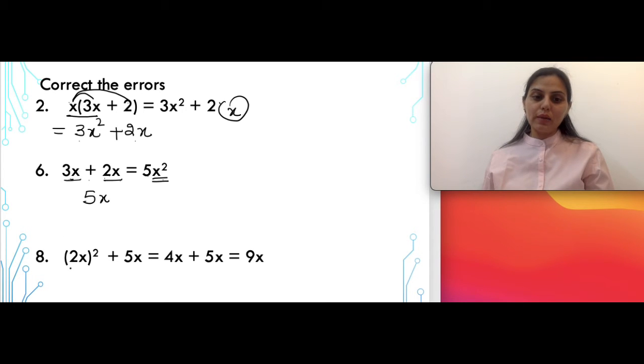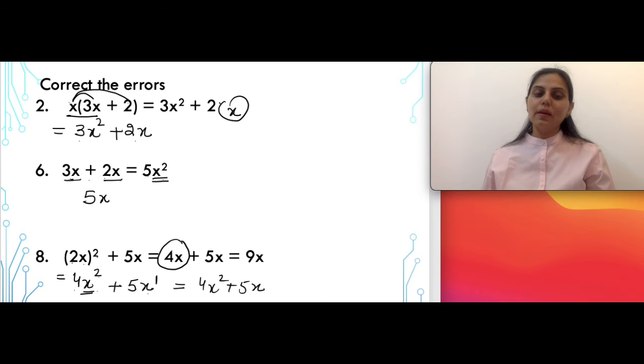Moving on to question 8 now. When you take the square of a number, 2x whole square will give us the answer as 2 square, that is 4, and x square, that is x square. So 4x square plus 5x. Now these terms are unlike terms, because in this the variable has the power 2 and in this the variable has the power 1. So these terms cannot be further added. So the answer for this remains 4x square plus 5x. So here clearly the first term is not right. 4x will not be the answer. Here the term has to be 4x square, and since these are unlike terms, we cannot add them together.